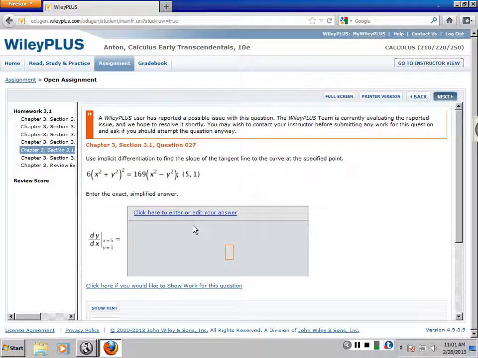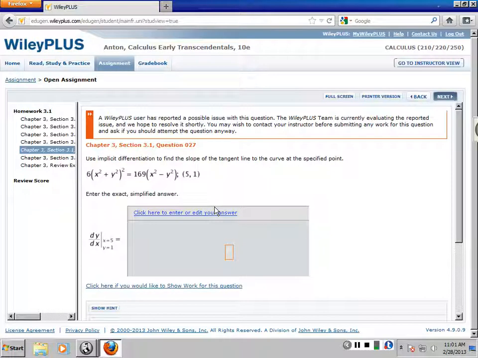If Wiley counts you wrong and you're correct, by the time they fix it, they go back and rescore everyone, so you get your points back. If you want, you can send me an email, and I can go in there and give you your points back. Wiley will eventually get there, though.